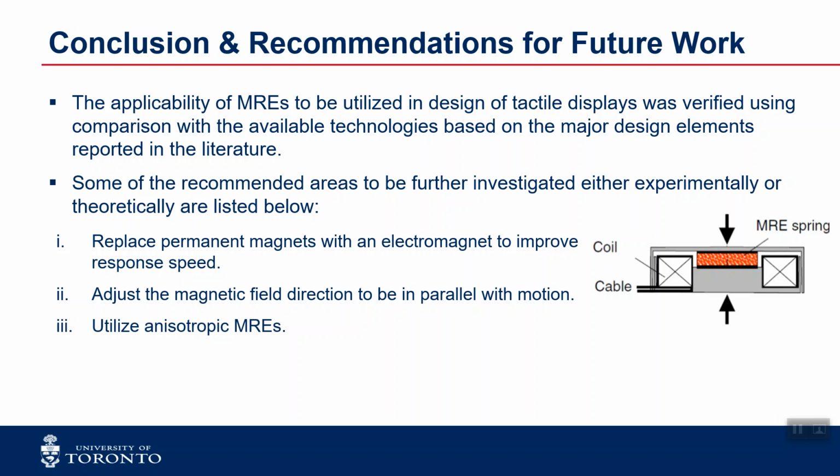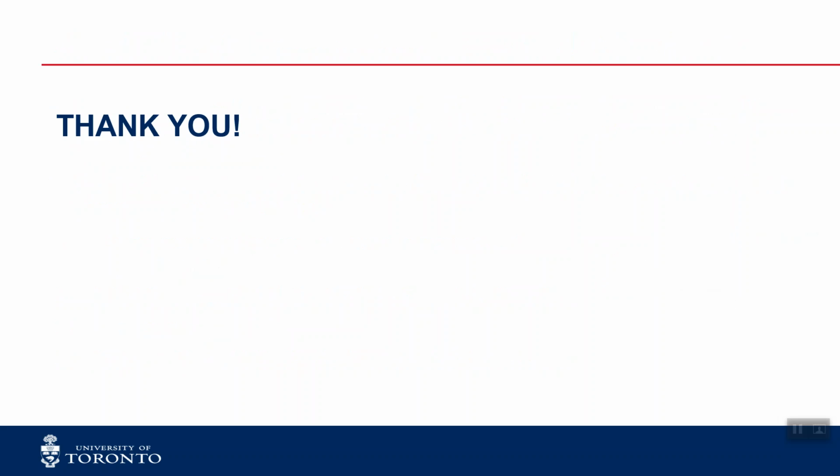The third recommendation is utilizing anisotropic MREs to increase the MR effect. And at the end, we design multi-layer MRE with aluminum sheets between layers. This has been reported in the literature by using multi-layer MREs. Much higher MR effect can be achieved, which we also learned through this course, how to design multi-layer structures. And thank you for your attention.